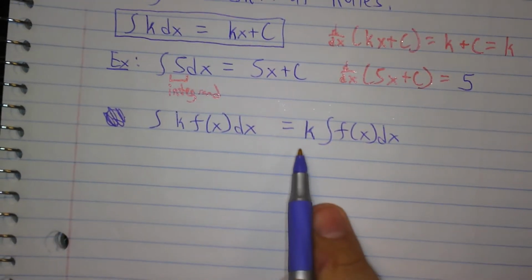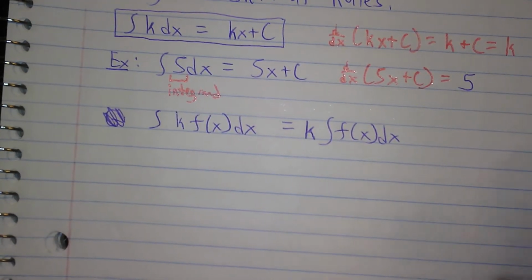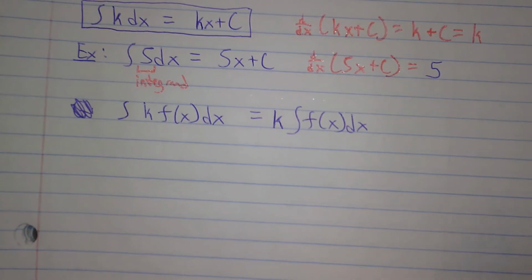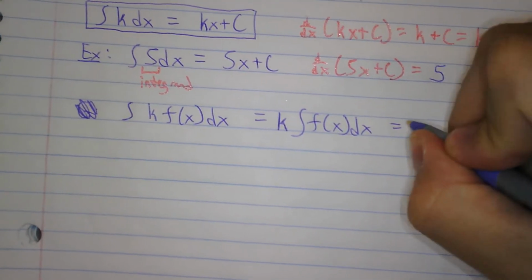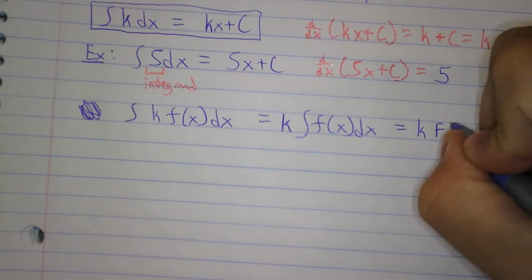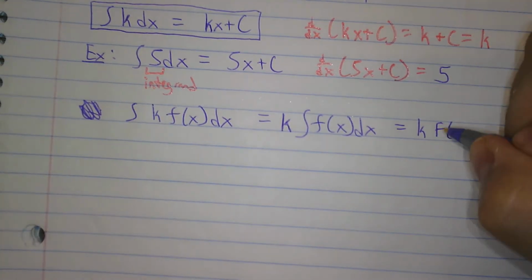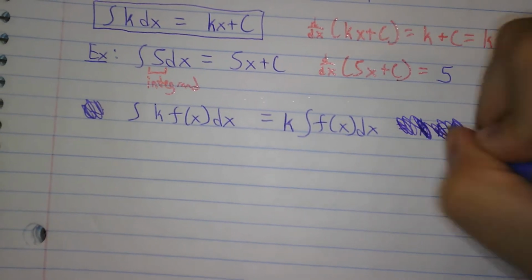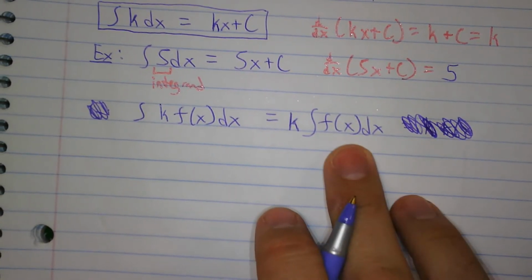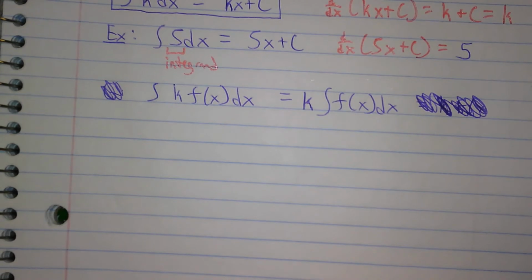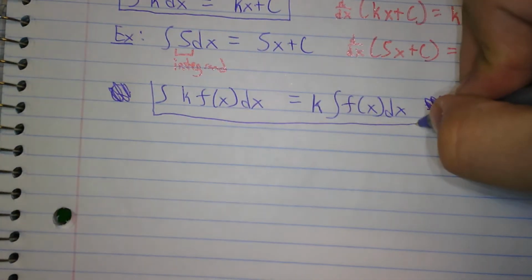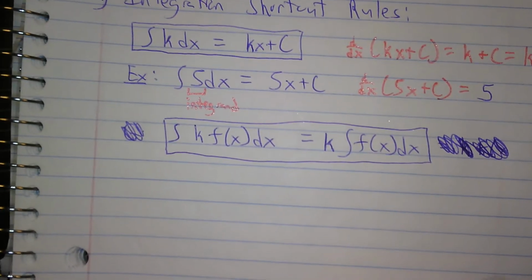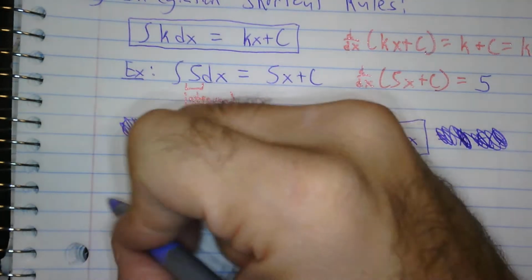Right? So this is k times the integral of f of x dx. Pull out the constant. That's the rule here. So this is the second shortcut rule for integration you got. All right? So let's practice.